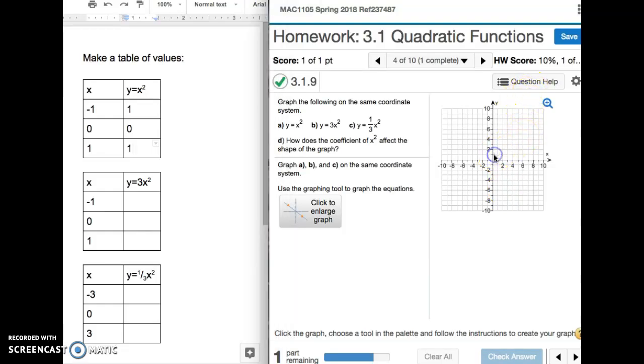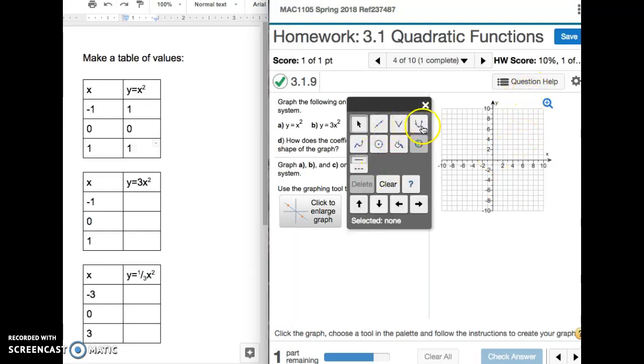So I'm going to click on the graph and select the parabola graphing tool, the 3-point quadratic tool. That means you have to plot 3 points. My first point I'll plot is at (-1, 1). Then I'll plot the vertex at (0, 0), and the next point at (1, 1).